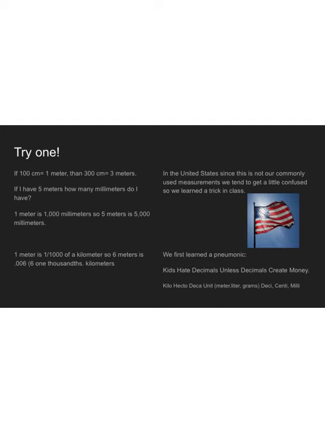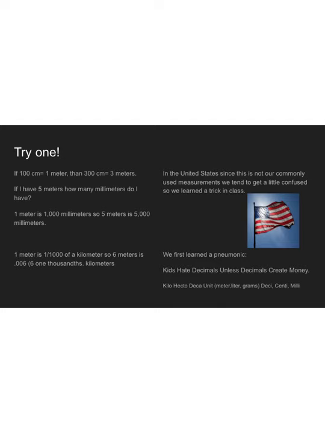But since we're not quite as familiar with these units, sometimes we get a little confused. I see a lot of us look at the problem and shut down. We don't even want to try it because it's a unit that we don't feel as comfortable with. So we learned a trick in class to help us with this.